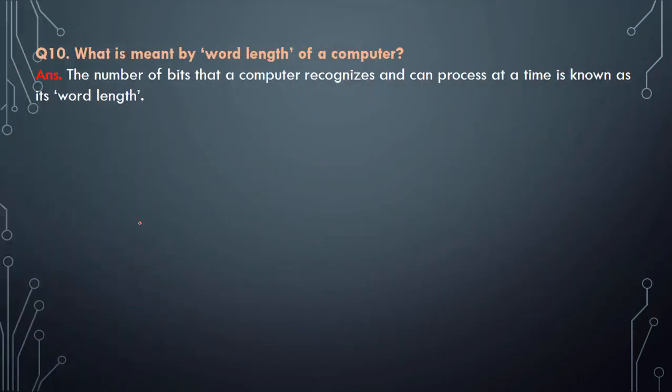The next one is, what is meant by word length or word size of a computer? The number of bits that a computer recognizes and can process at a time is known as word length or word size. We already know that our computer is 32 bit or 64 bit. This is the word size of a computer.